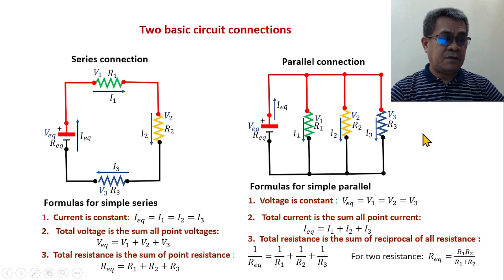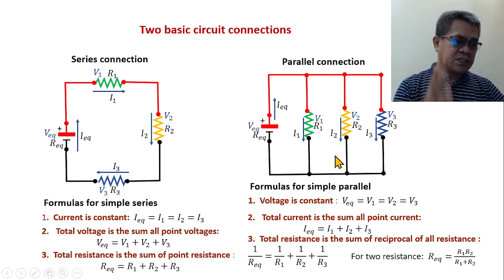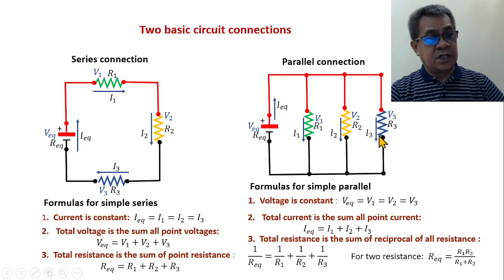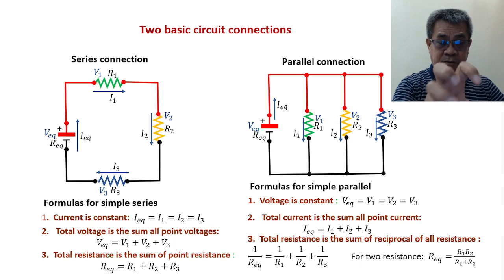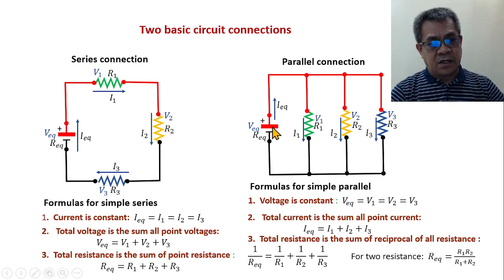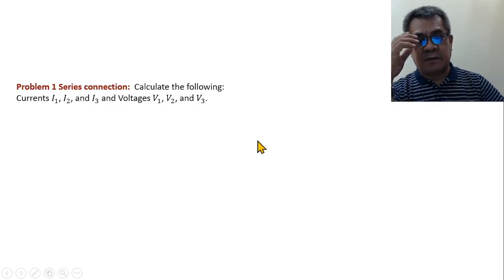Now, for example, what happens if you have 3 resistors? Then all you need to do is to combine R1 and R2 by the product of the 2 divided by the sum of the 2, and with the result, do it again, the product of the 2 divided by the sum of the 2. So if there are more resistors connected in parallel, you can chop it by 2, then combine by 2 until the R equivalent can be obtained. Okay? So that's it. Now, let's have an example.